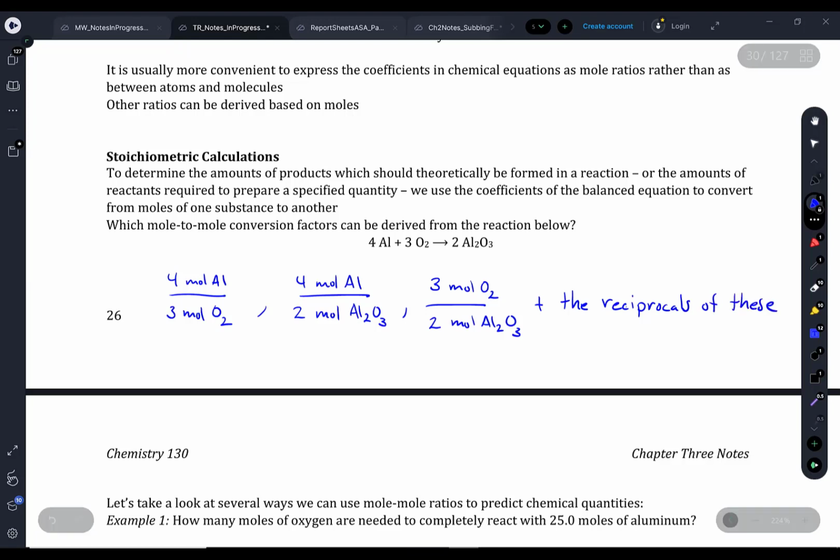So this would be used to convert moles of oxygen to moles of aluminum. The reciprocal would be used to convert moles of aluminum to moles of oxygen, etc. All this is telling me, and it's very powerful, is that I only need to know the amount of one of these to find the corresponding amount of all other chemicals, because I can use the mole ratio. Any questions, any issues with that? No? Okay.